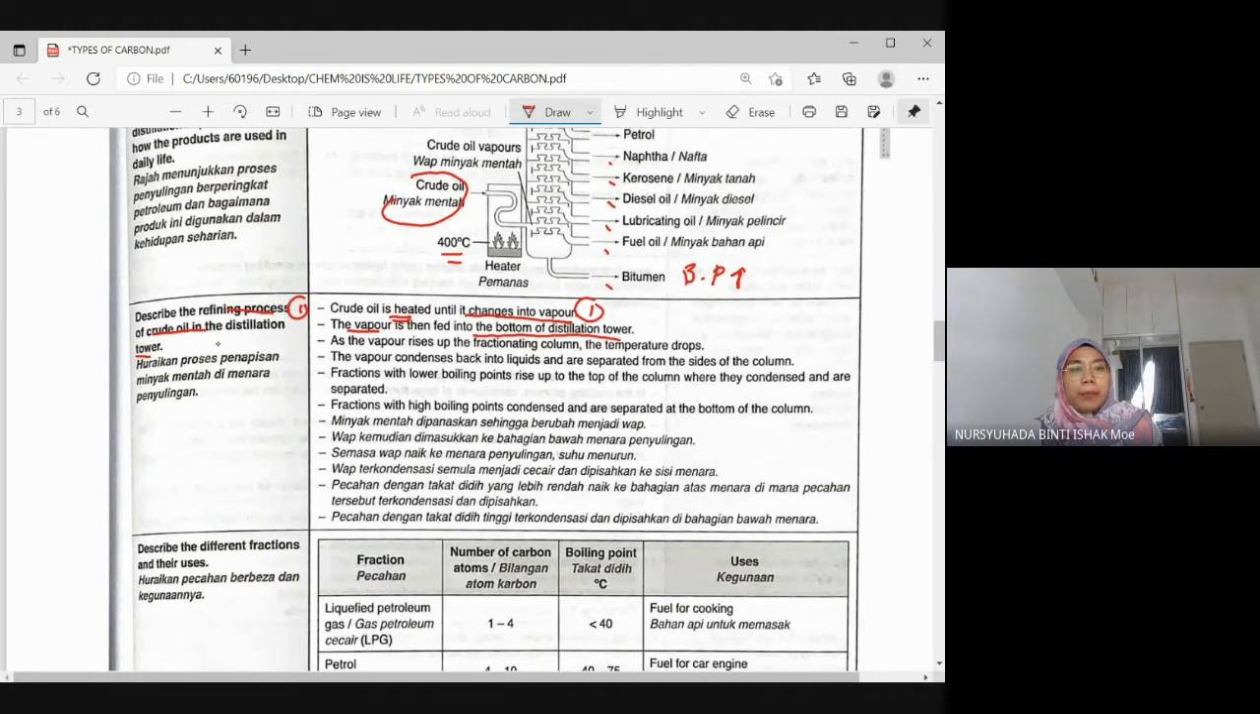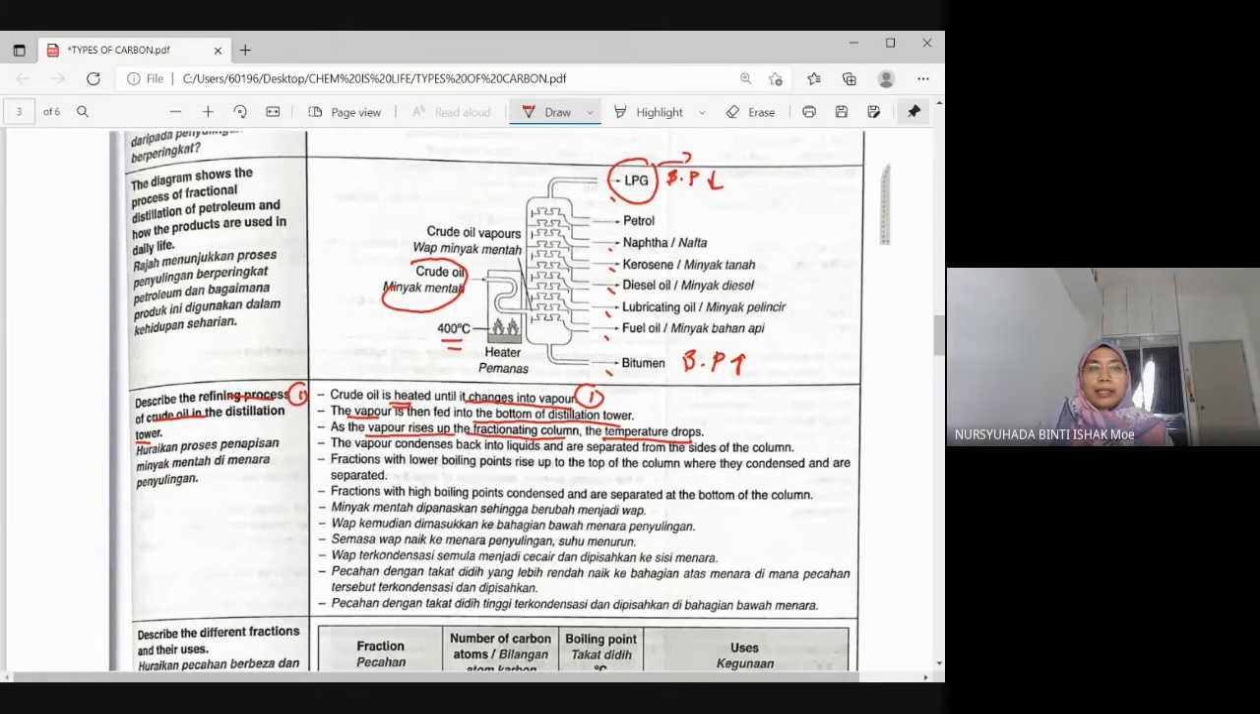So, as the vapor rises up the fractionating column, the temperature drops. Okay, bila dia dekat bawah tadi kan, dia dah jadi vapor, dia kumpul dekat sini, dan lama-lama dia akan evaporate naik ke atas. Makin naik ke atas, the temperature makin lower. So, the vapor condenses back into liquid and is separated from the sides of the column. Dia bermula vaporize, dah lama dia akan condense balik in the form of liquid.